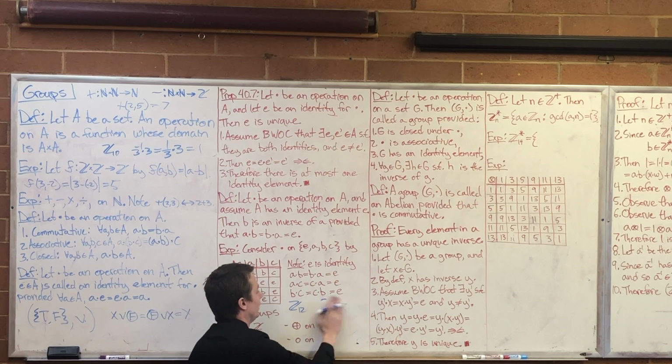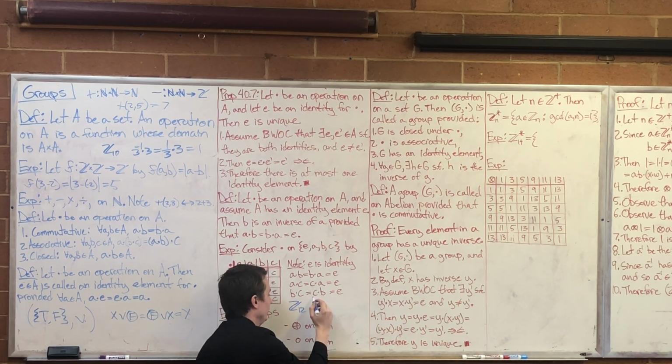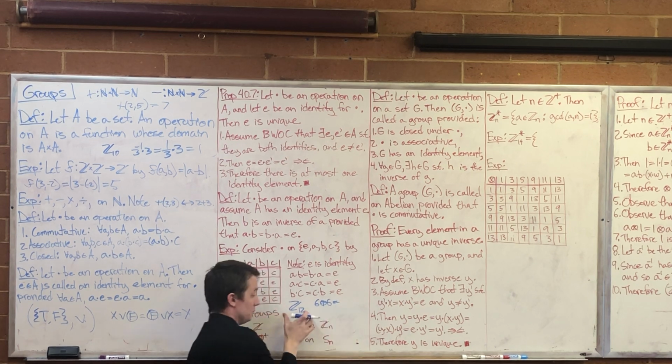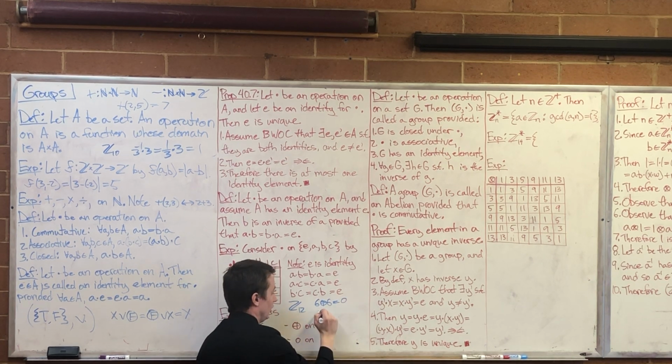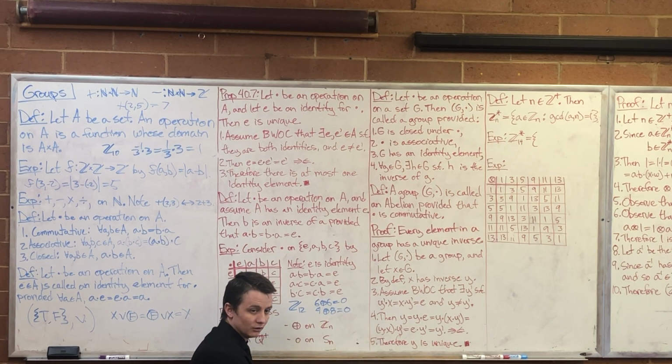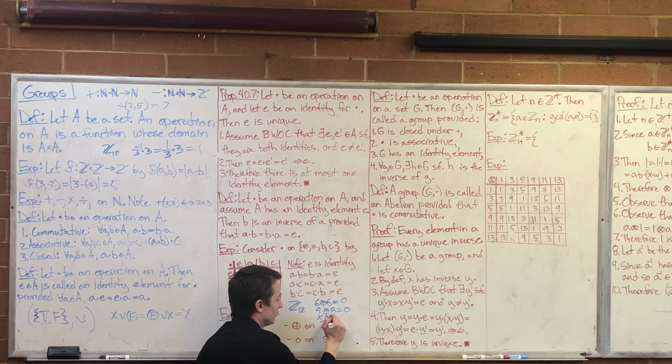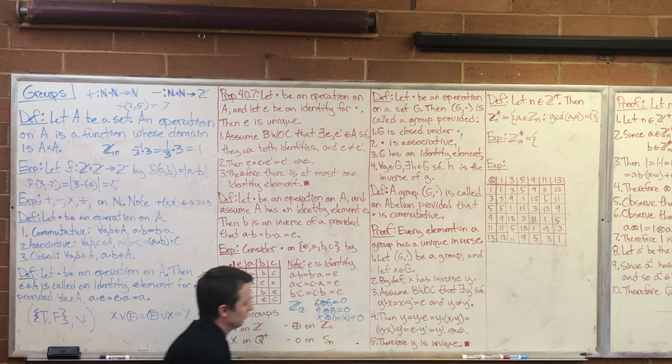Let me write this more explicitly. Sorry, if we're losing it, I should be more clear. 6 plus 6 in Z12 is 0. 4 plus 8 is equal to 0. In general, an inverse of x is n minus x, since x plus n minus x is equal to 0.